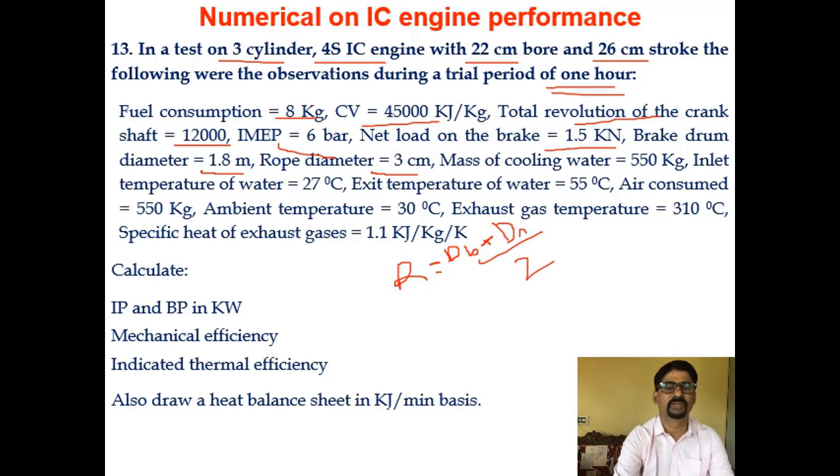Then MW is given, so it is 550 kg per hour. Then inlet temperature of water is given separately, T1. Exit temperature T2 is given separately. Air consumed is 550, it is again kg per hour. Room temperature, or atmosphere temperature, is given, 30 degrees Celsius. Exhaust temperature is 310. Specific heat of exhaust gas is 1.1.